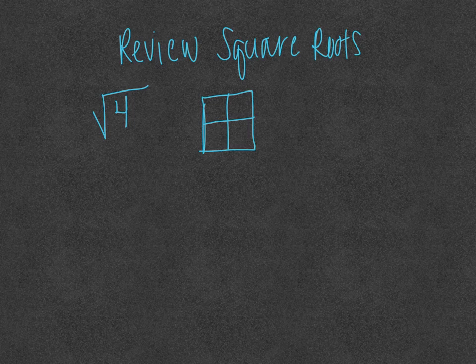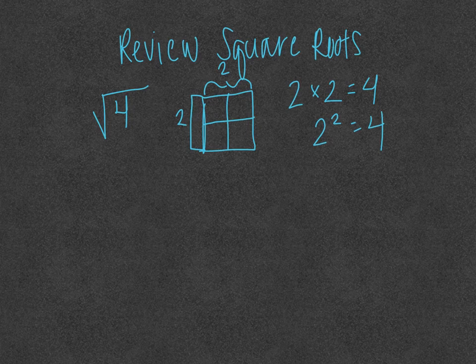So here we have the length of one side, which is 2, and the length of this side, which is 2. So here we know that 2 times 2 equals 4, or 2 squared equals 4, and that is the square root of 4. So 2 is the square root of 4.